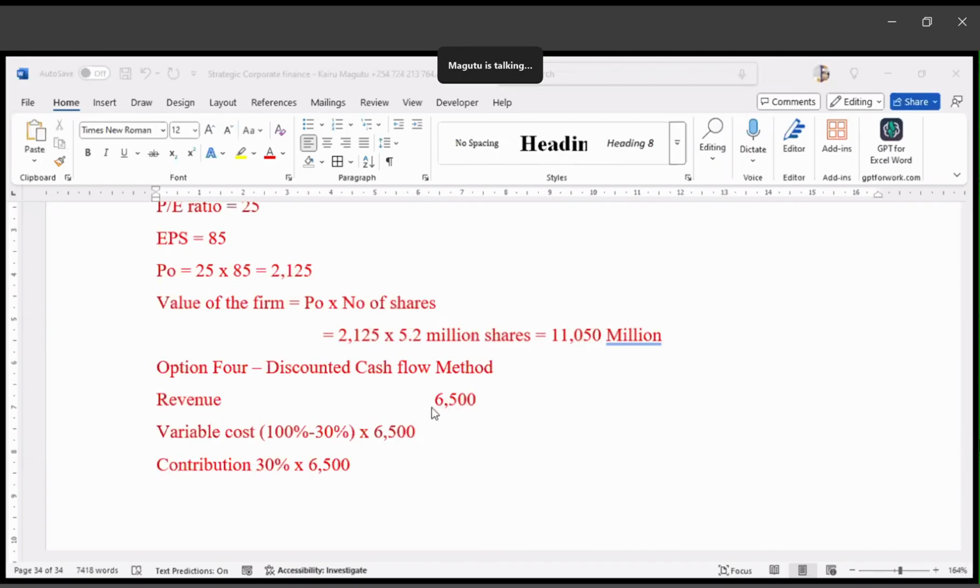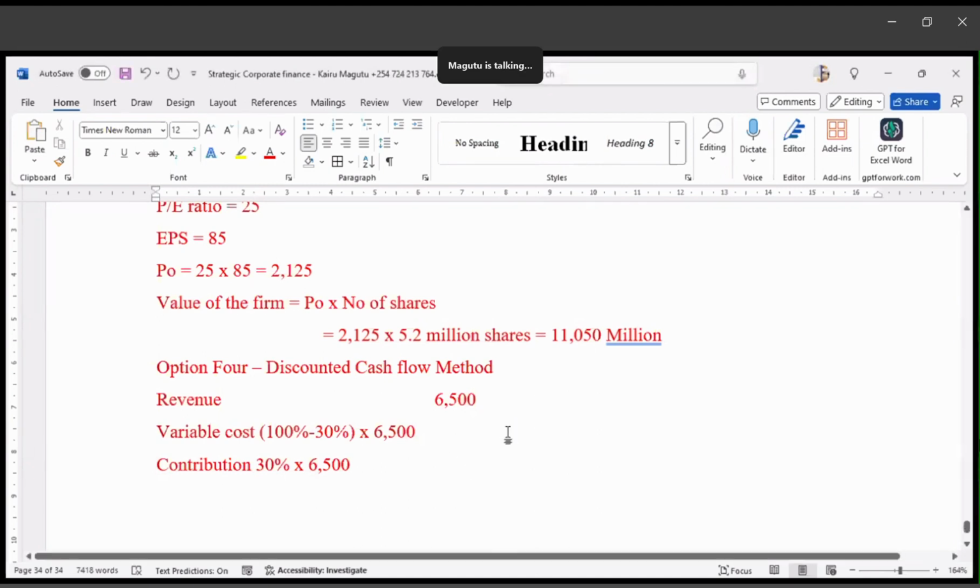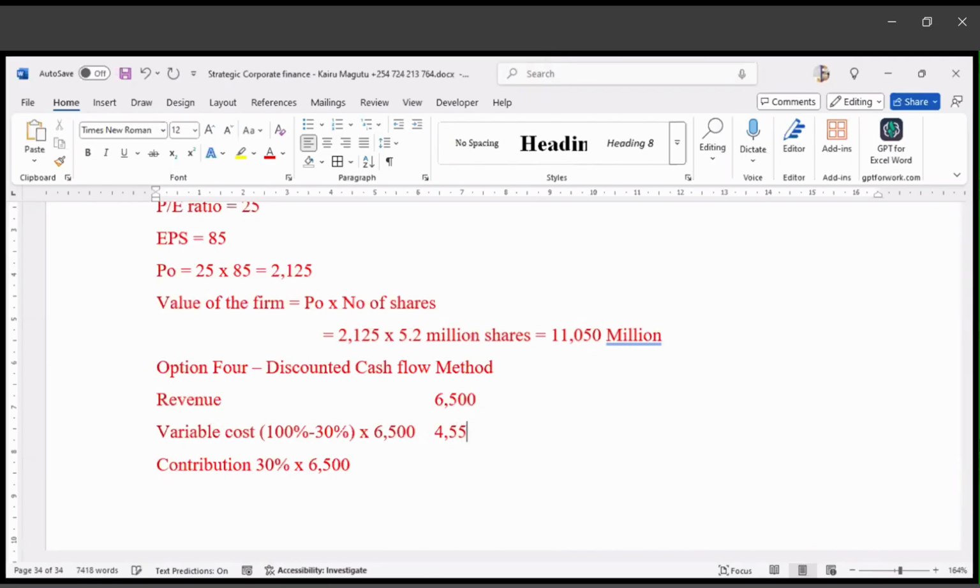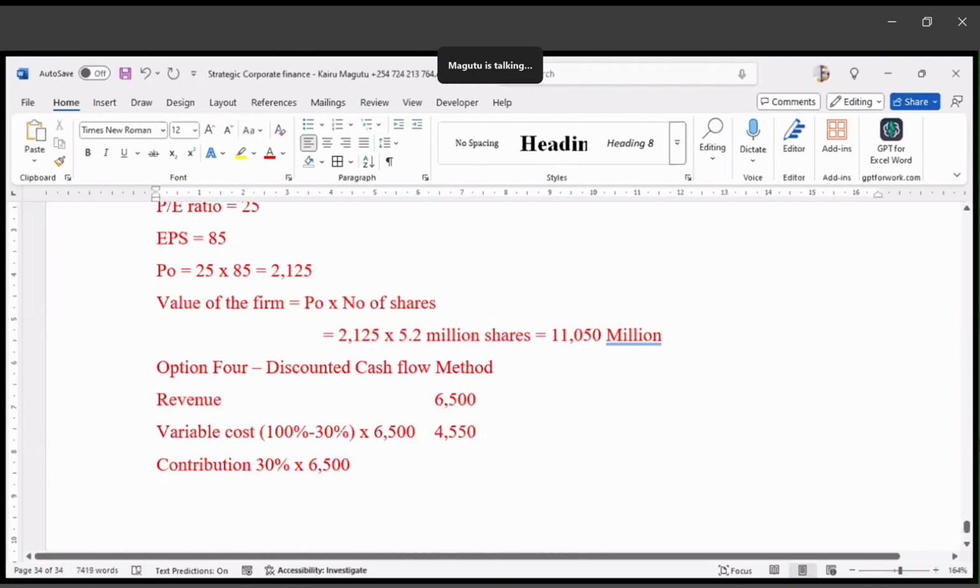Variable cost is 45.55. Someone said that it is 45.55. Is it 45.55 or 45.50? 45.50. I don't know whether that is what the others have.